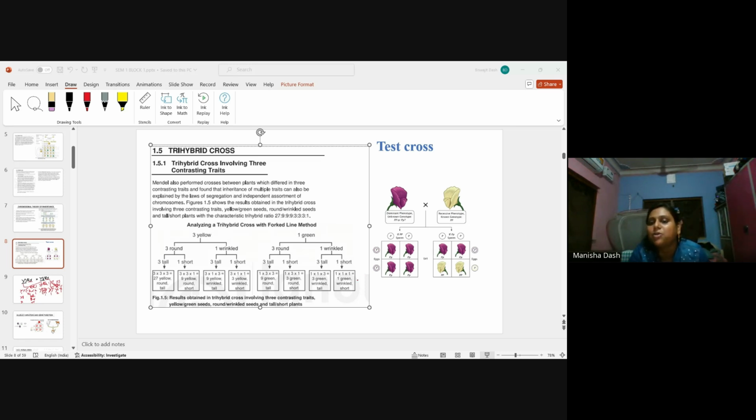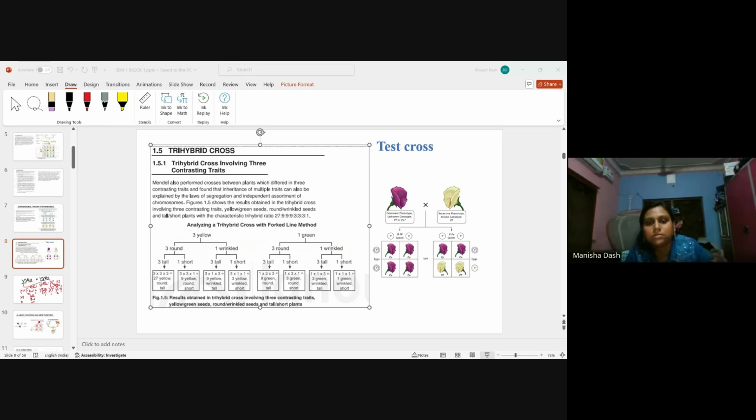So by crossing an unknown genotype to a double recessive parent, you can actually predict the genotype of the unknown individual. This kind of cross is known as the test cross. Okay, so the test cross ratio for a monohybrid is always 1:1, and for a dihybrid it will be 1:1:1:1. That means all the characters will appear in equal proportions.